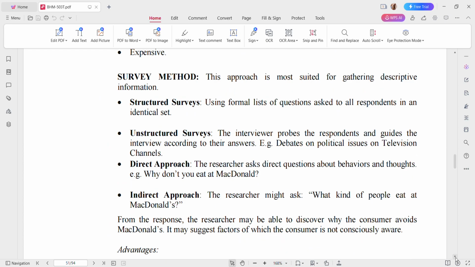Survey method. First, this approach is most suited for gathering descriptive information. Survey nga siya kasi descriptive. You have this list of questions that has to be answered. So we have here structured survey. This is a formal list of questions asked to all respondents in an identical set. So meaning to say, even if you have a large number of population, you will be using the same list of questions that they have to answer. So, tinatawag dito in an identical set.